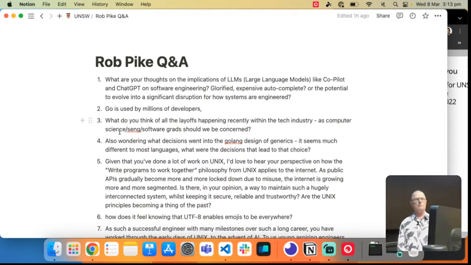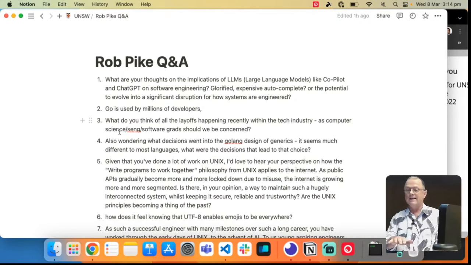All right, so heaps of students are wondering about the implications of LLMs, large language models, like ChatGPT, Copilot, and whatever secret things are going on behind industrial doors. So what are your thoughts on these models and software engineering? Are they glorified, expensive autocomplete, or the potential to significantly disrupt how systems are engineered and what our role is as engineers? Yes, is the answer. To both?